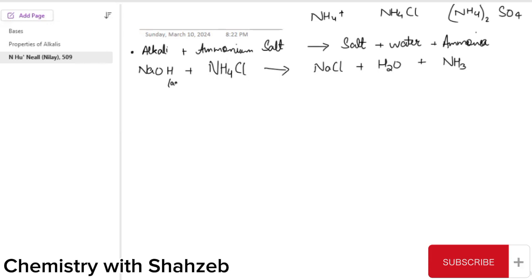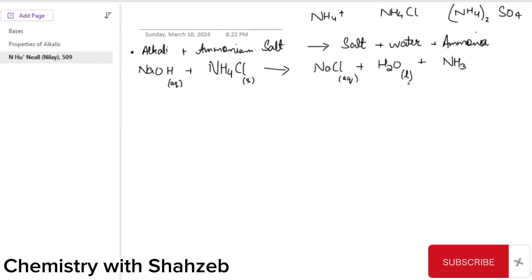So this is in aqueous form. Ammonium chloride is in solid form. This is also in aqueous form. This is in liquid form. So whenever an alkali reacts with an ammonium salt, they would form salt, water, and ammonia gas.